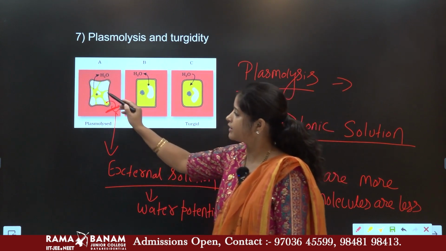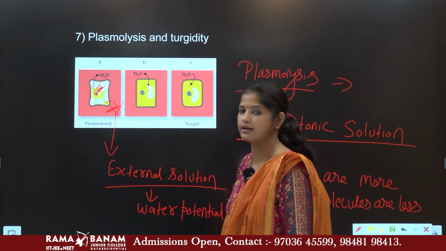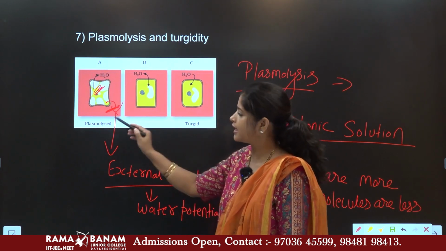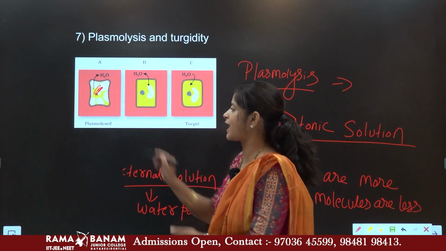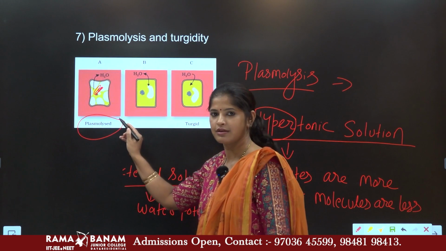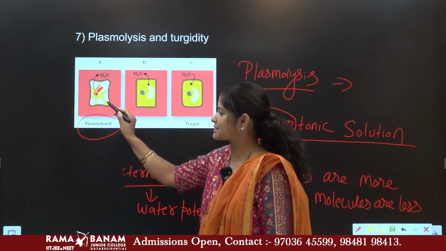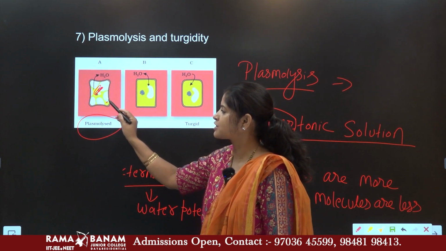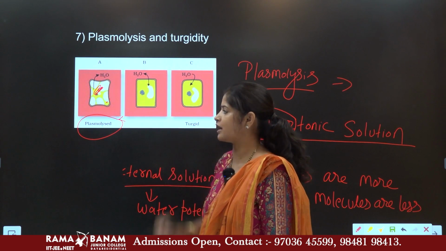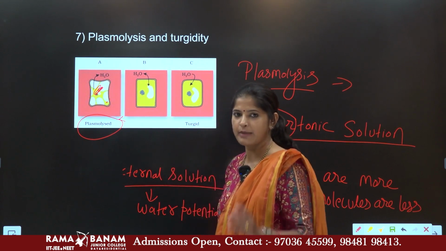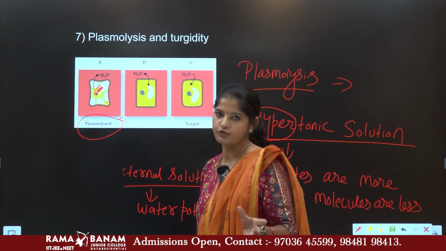When entire water from the cell comes out, then the cell is called as what, student? It is called as plasmolyzed. You can see the protoplast. This green color is what? Protoplast. So protoplast is shrinking away from the cell wall. Hypertonic solution leads to the plasmolysis of the cell.